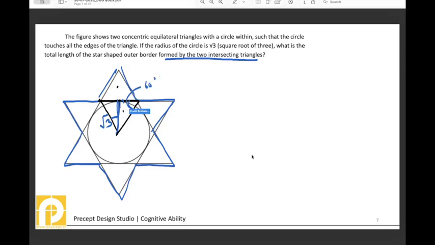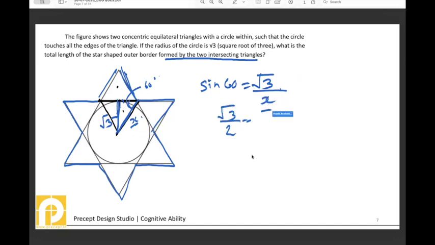This is 60 degrees. This is √3. What I need is this edge dimension. If I get this edge dimension, this is equal to one side. So this is x. What I will use here is the formula of sine 60. Sine 60 is equal to opposite, which is the radius, upon the hypotenuse, which is the value of the side of the triangle. Sine 60 is √3 upon 2. So the value of x, which is one side of the smaller triangle, is 2.